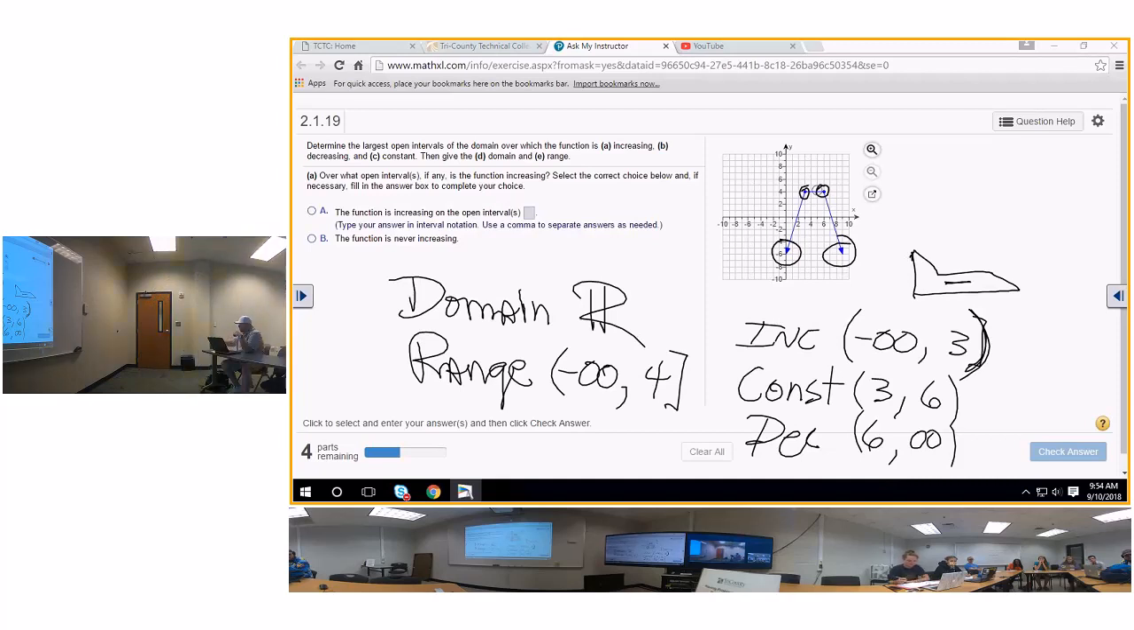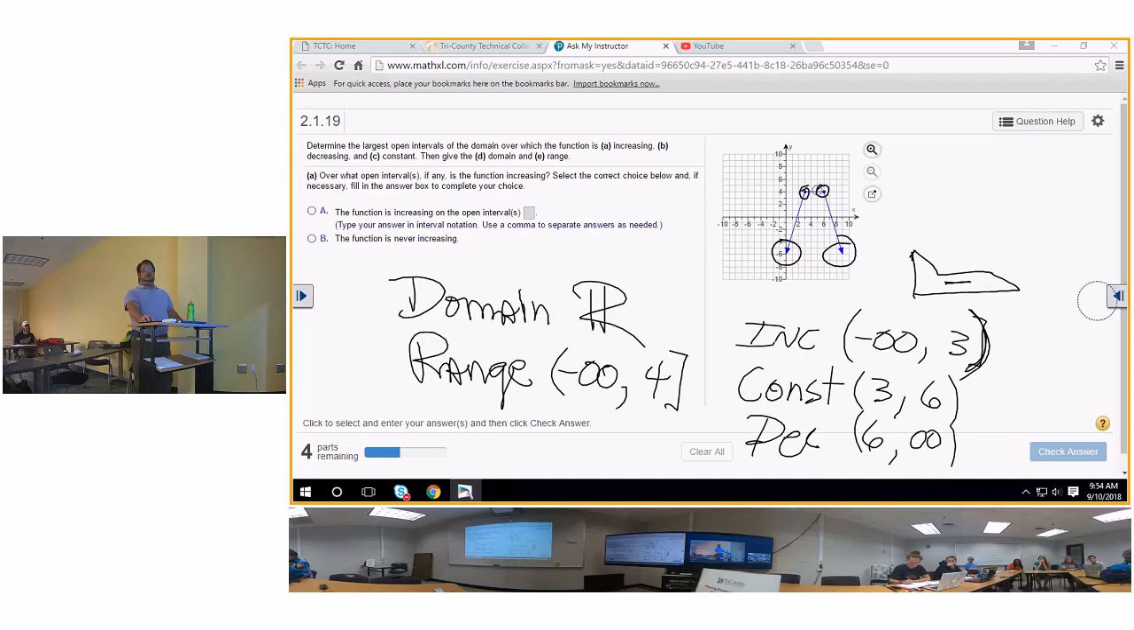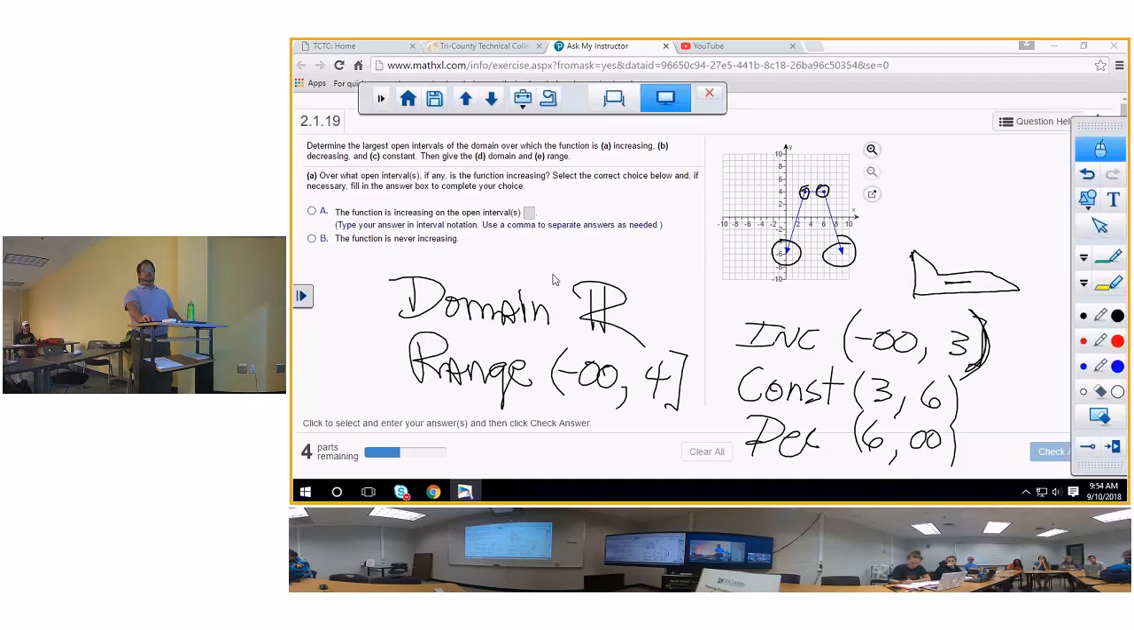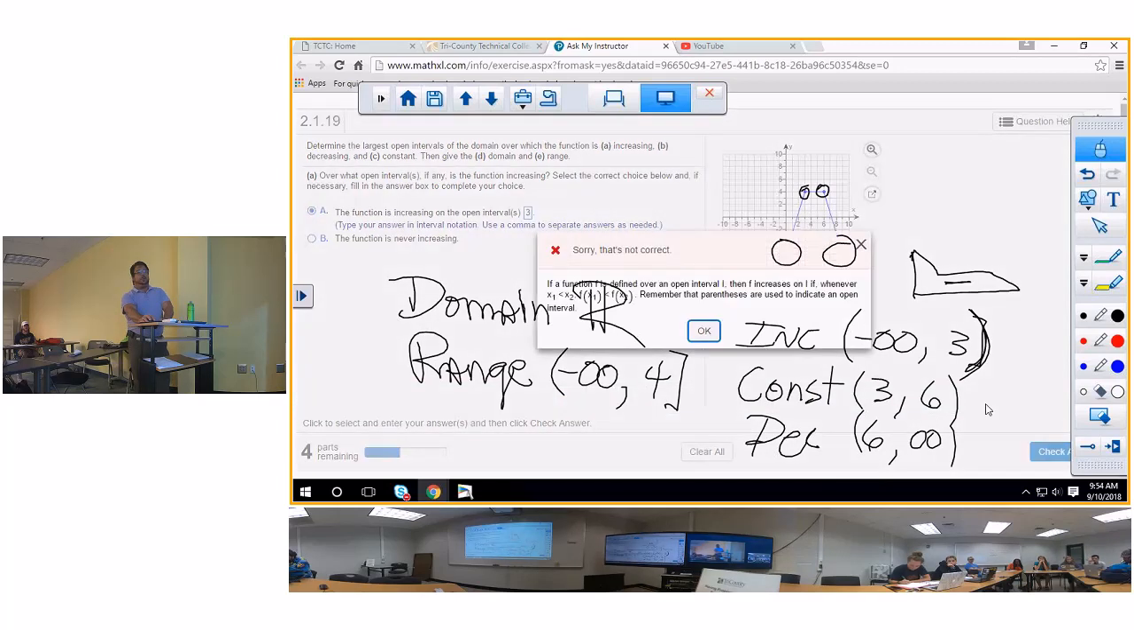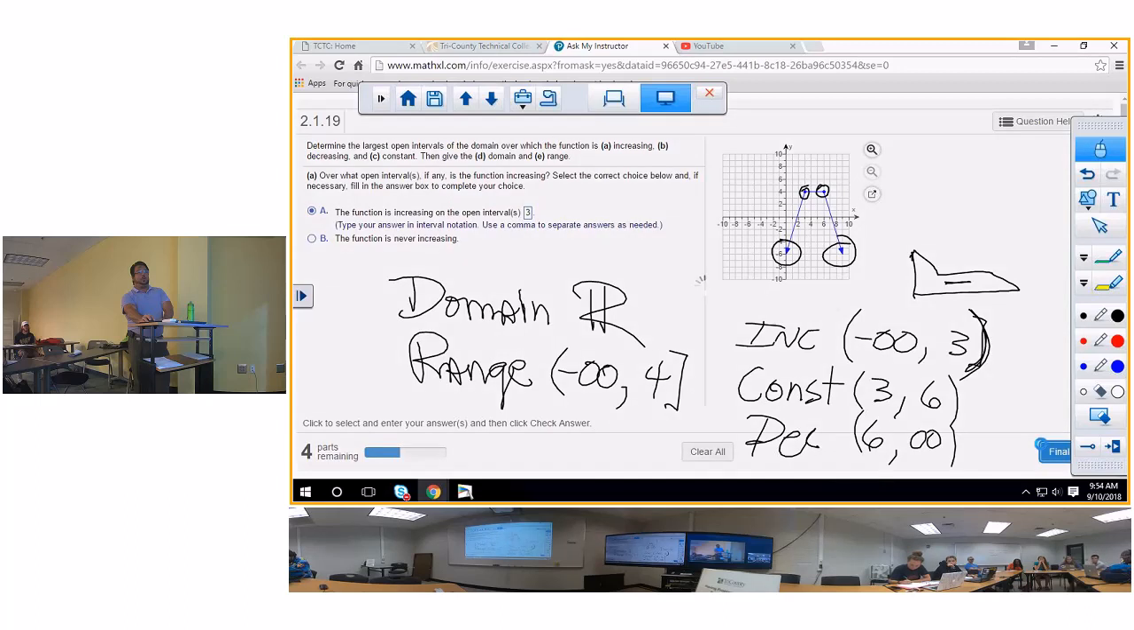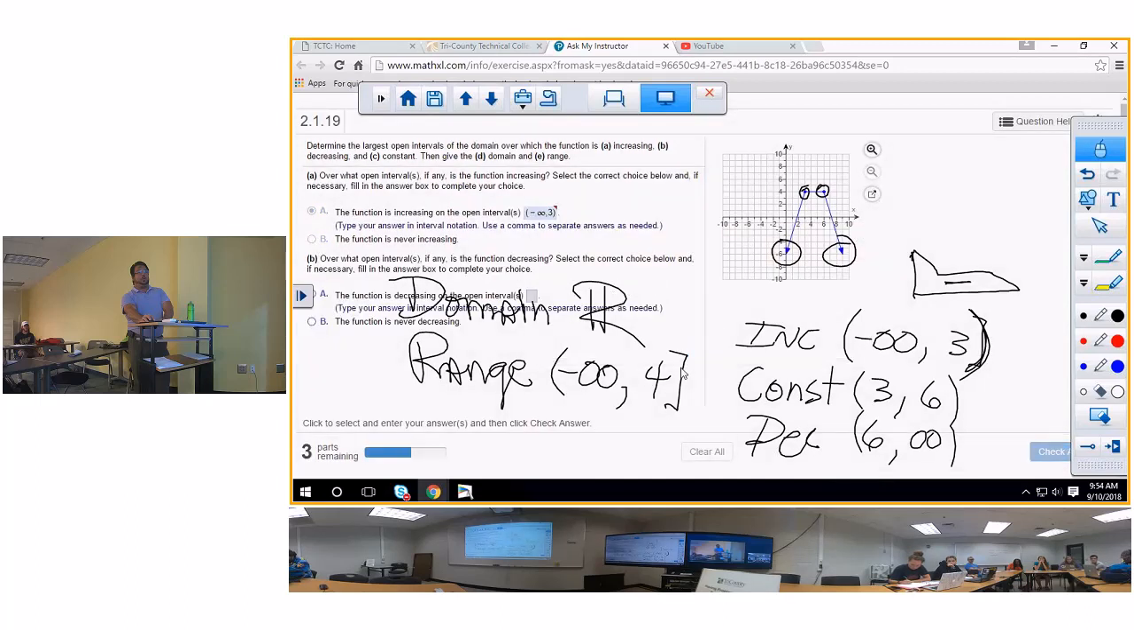Does it ask anything else besides domain, range, increasing, or decreasing? Does it? Well, there'll be some people that argue with that because you're neither going up or down. I'm going to put 3 because I'm lazy. Takes more time. No, it uses parentheses. Decreasing.